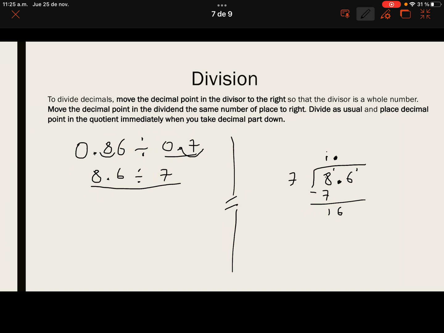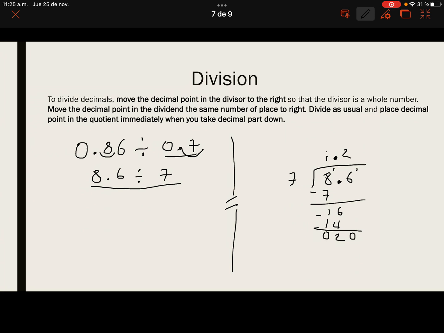Then it's 16 divided by 7. 16 divided by 7 is 2. 2 times 7 is 14. Write the number here, and let's subtract. The answer obviously is going to be 2. And we can continue the division by writing zeros in the remainder. Okay, then 0 here. Why do we put zeros? Because we put the decimal point in the quotient, so we are allowed to put zeros.